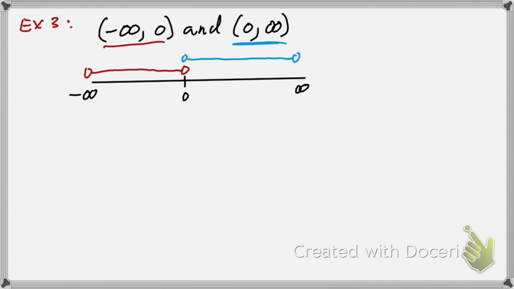See, if these two things here were closed dots, then yeah, 0 would be the only overlap. But here, they're open, so there is no overlap. So what do I say? The empty set. There is no overlap. The null set.